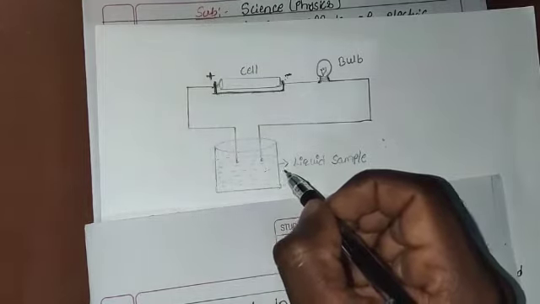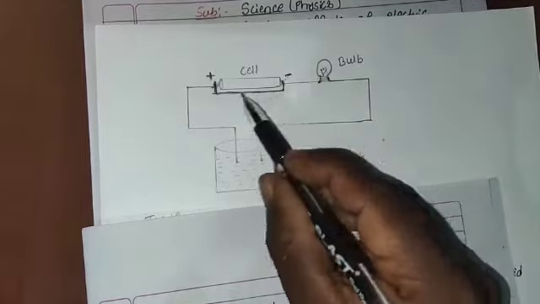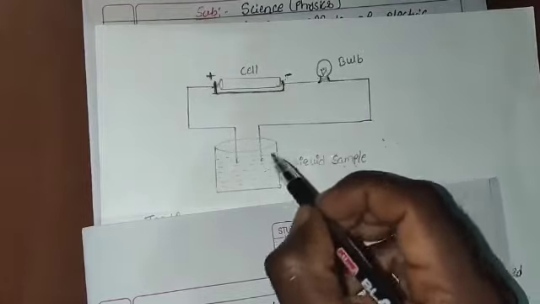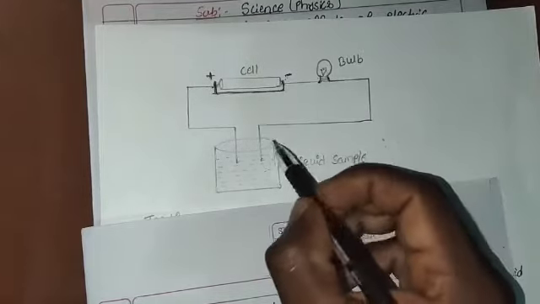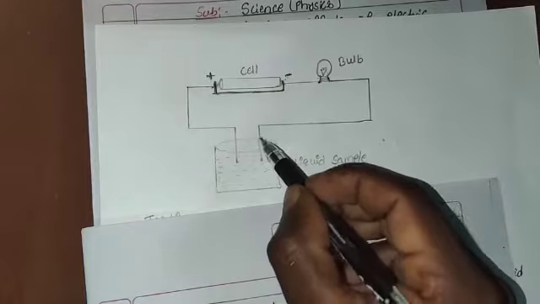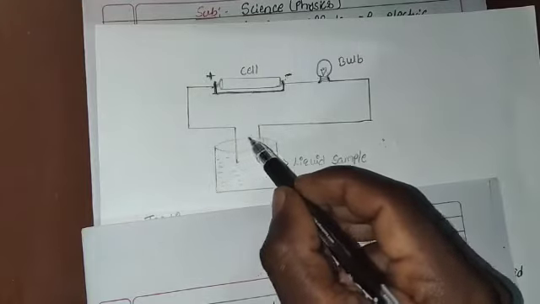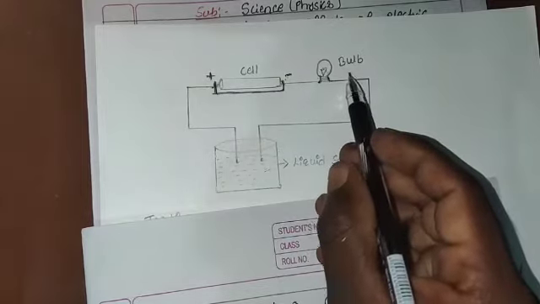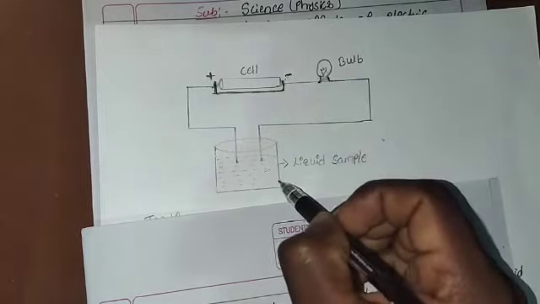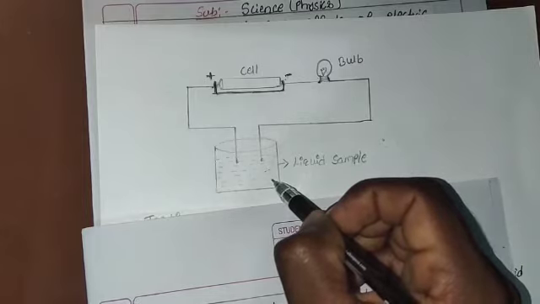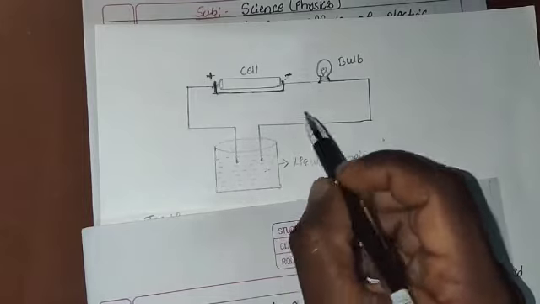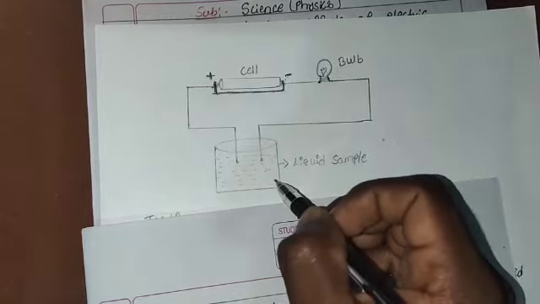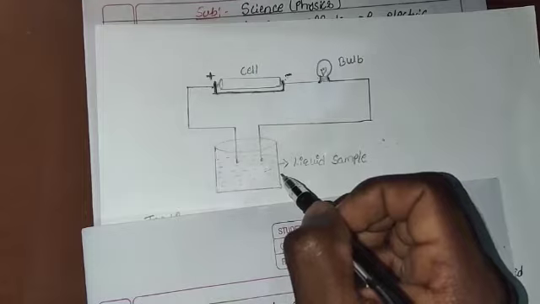This is the activity. At first we have to make the connections as shown in the circuit diagram, and then observe the activity. When we dip the two terminals into a liquid sample, if the bulb glows, then we conclude that the liquid sample is a good conductor, or it allows electricity. If the bulb does not glow, we conclude that the liquid sample is a poor conductor.